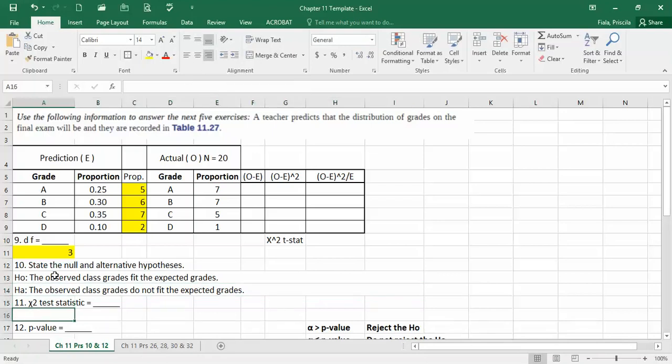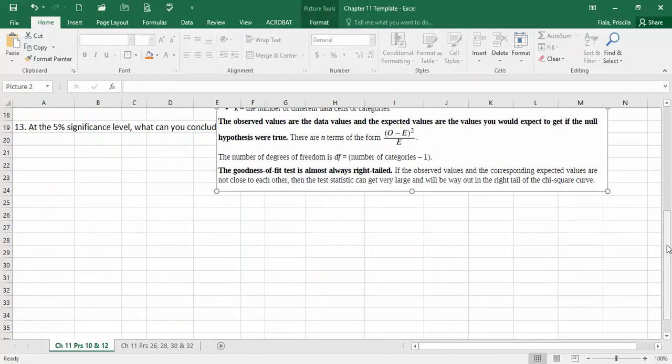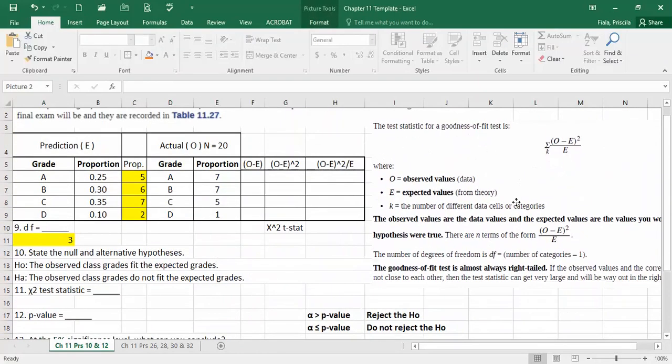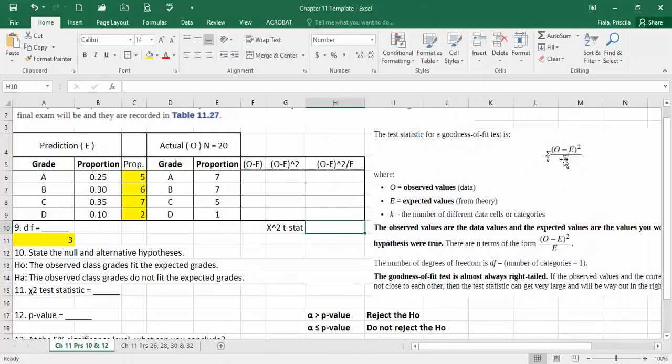There, my chi-square test statistic. That's why I have the rest of the formulas over here. Where did I get them? From the summary of your book, which I put over here. So in the end, I'm going to have this formula: the sum of the observed values minus the expected values, squared, divided by the expected values. Okay, so I did it one by one so you can see how I get to the end.